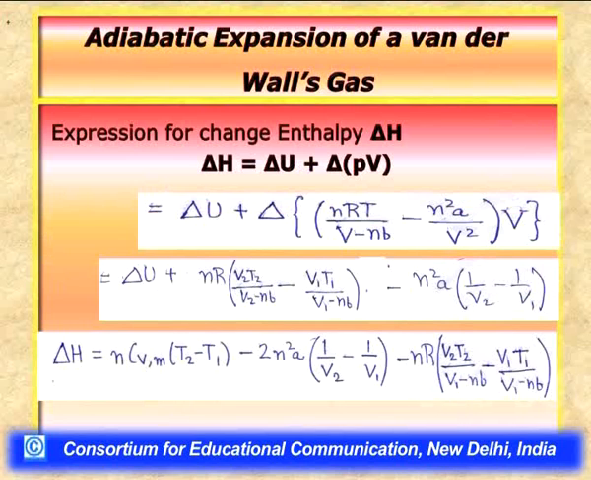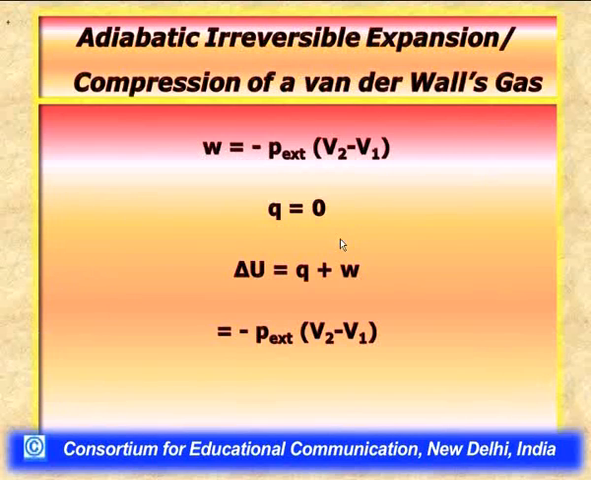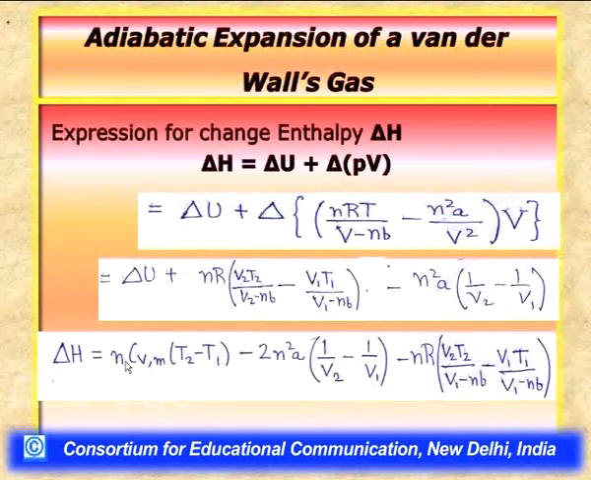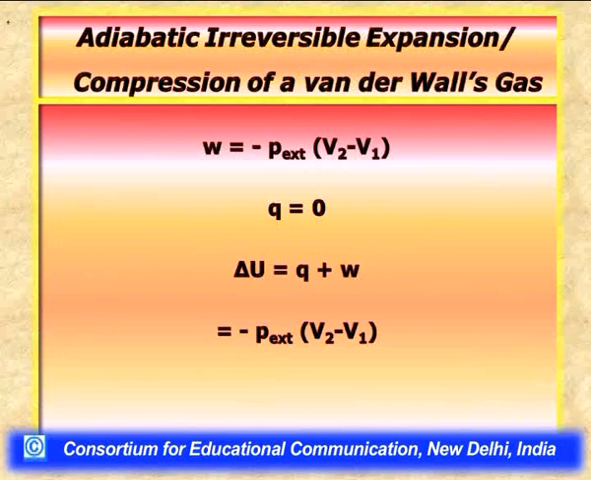Now, the expression for enthalpy change can again be obtained by making use of delta U and the delta PV term in the equation delta H equals delta U plus delta PV, and finally we get the enthalpy change as n CVm T2 minus T1 minus 2 n square a times 1 by V2 minus 1 by V1 minus nR times V2 T2 by V2 minus nb minus V1 T1 by V1 minus nb. So, this is how we can develop equations for change in internal energy, work involved and the enthalpy change.